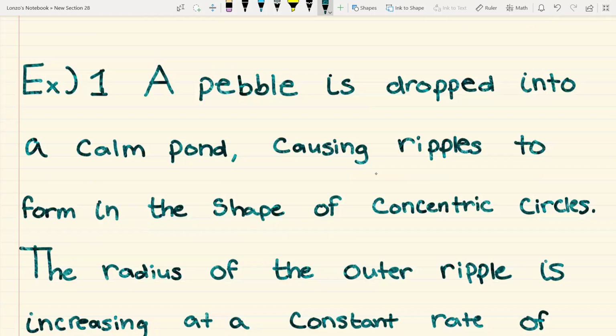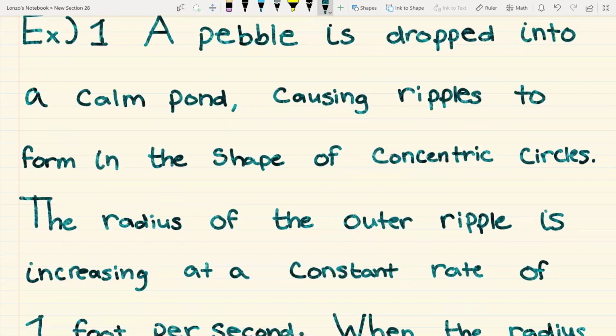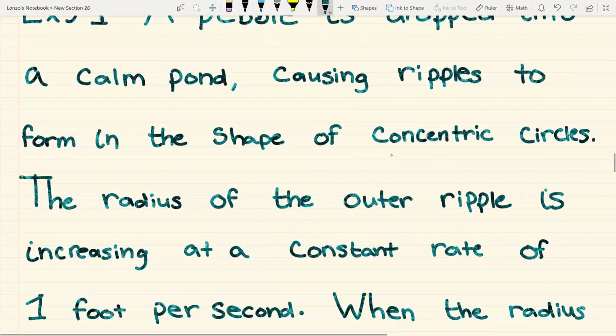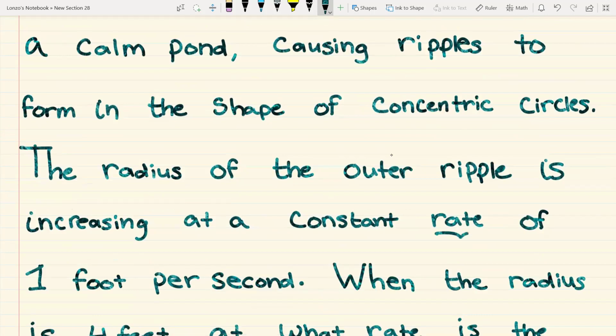So let's look at example 1. Example 1 says a pebble is dropped into a calm pond, causing ripples to form in the shape of concentric circles. The radius of the outer ripple is increasing at a constant rate. So the rate is a speed of 1 foot per second. That is your first derivative.